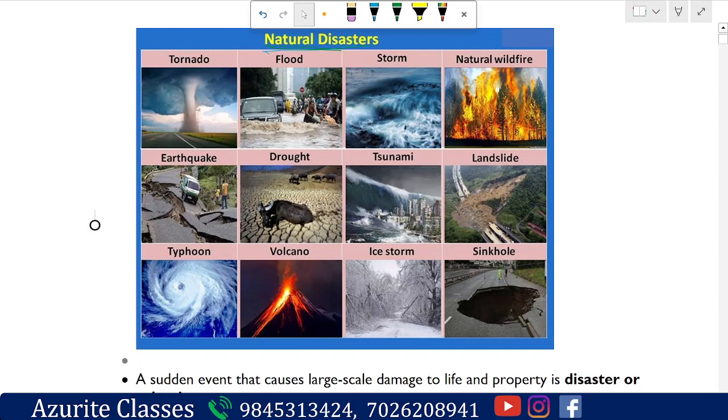So mainly, natural disasters include tornado, flood, you may have heard, storm, wildfire, that is the forest burn, earthquake, drought, tsunami, landslide, typhoon, volcano, ice storm, and sinkhole. These are some of the natural disasters. We'll study about them also, and let us see what you mean by natural disaster.